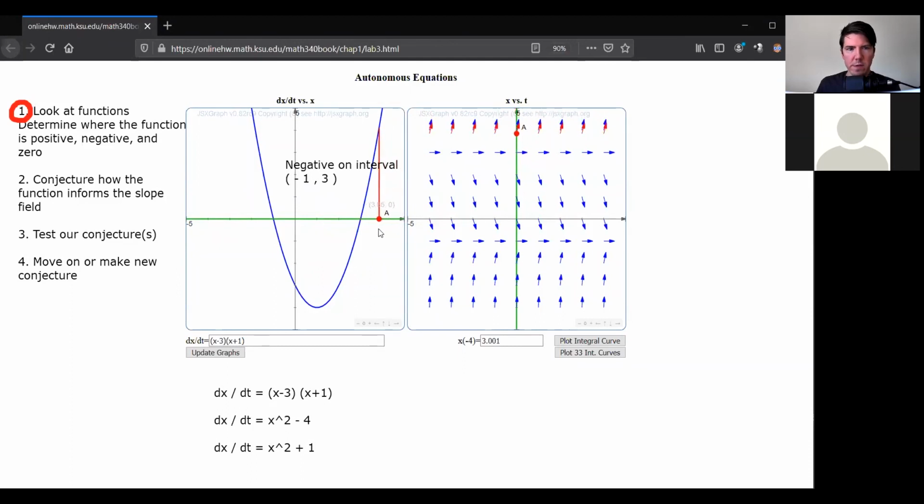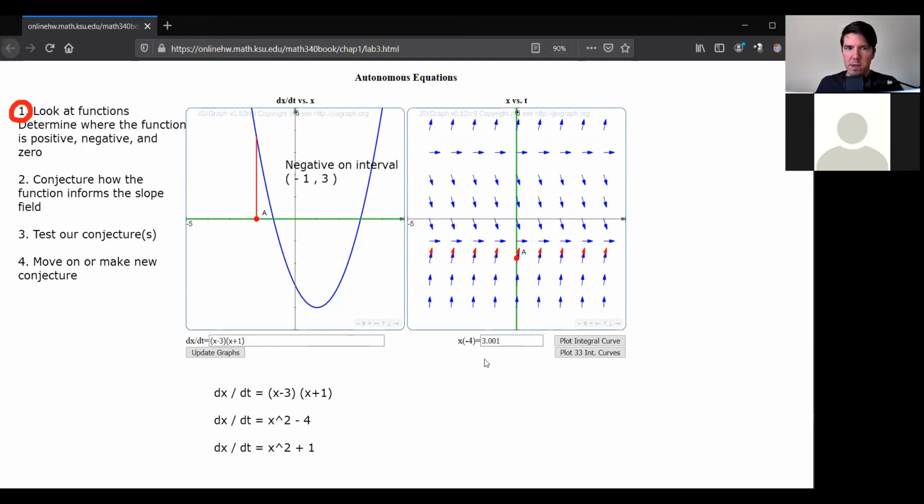So what you want to do is say that when the function is 0, blah, blah, blah. I mean, don't literally write blah, blah, blah, but whatever you think happens on the right in the slope field. You'd say when the function is 0, such and such happens in the slope field. When the function is negative, such and such happens in the slope field. When the function is positive, such and such happens in the slope field. So that's the conjecture you want to make now.